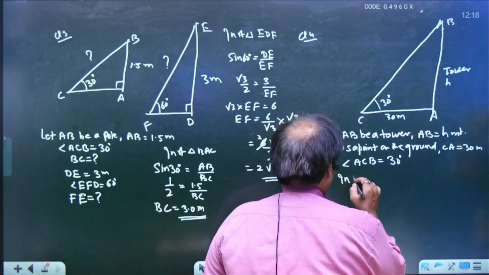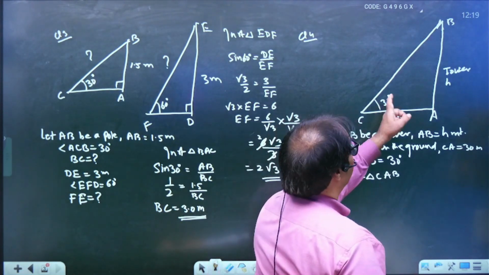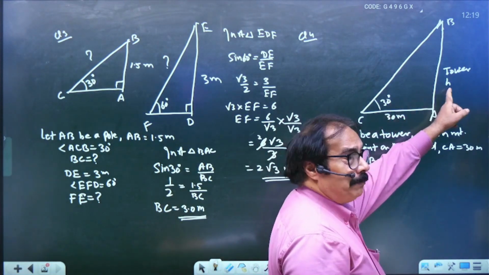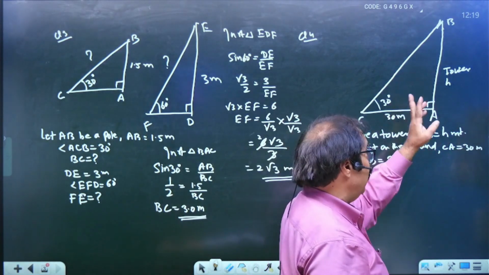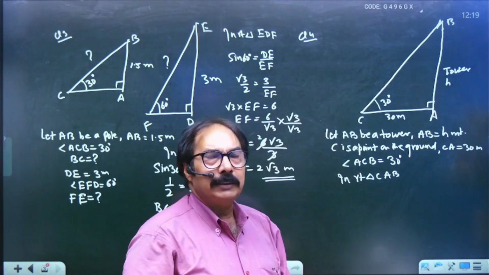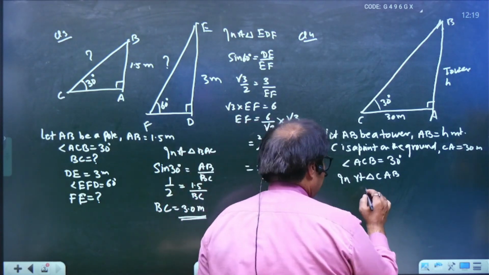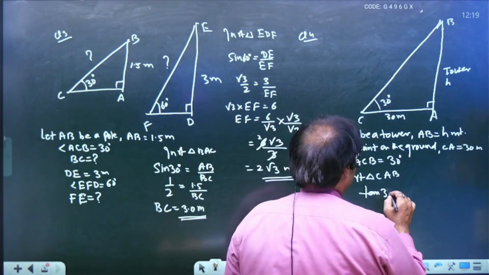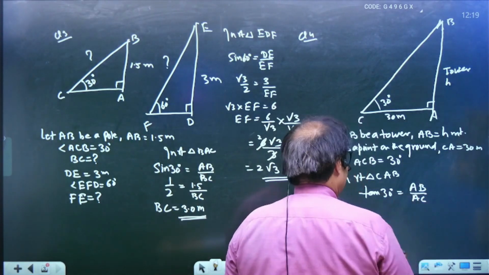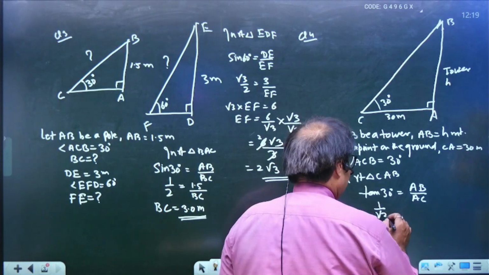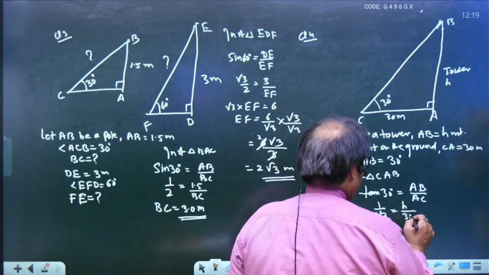Now in right triangle CAB, the side opposite to the given angle is perpendicular, and the given side is base, because this is hypotenuse, and the relation between perpendicular and base is tangent. Either apply tan or apply cot, it is up to you. So I am taking tan. So tangent 30 degree is equal to perpendicular upon base, AB upon AC, and tangent 30 is 1 by root 3, and the value of AB we have to find, h, and AC is given 30.